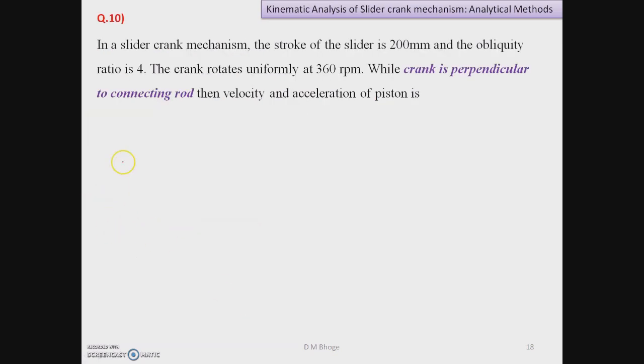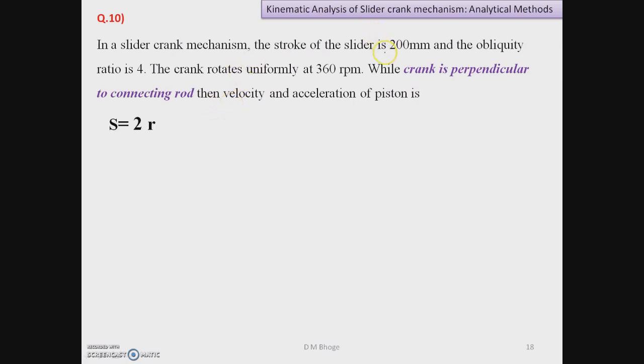Now, question number 10. In a slider crank mechanism, the stroke of slider is 200 millimeters, obliquity ratio is 4, crank speed is 360 rpm, and the condition of problem is that crank is perpendicular to the connecting rod. Under this condition, we have to determine velocity and acceleration of piston.